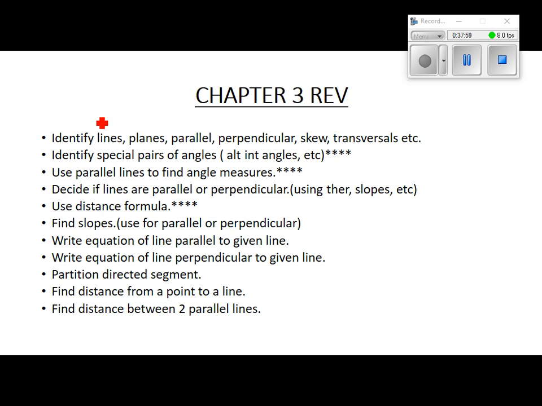We just got done doing a partition of a directed segment. If I do allow you to use your binders, you should have those papers that we passed out that we worked all those steps out on, right? Be able to find the distance from a point to a line. We just got done doing one of those. Be able to find distance from or between two parallel lines. Again, sometimes those might be easier if it happens to hit right on it. Is it going to hit right on it every time? Probably not. Most of the time, not.